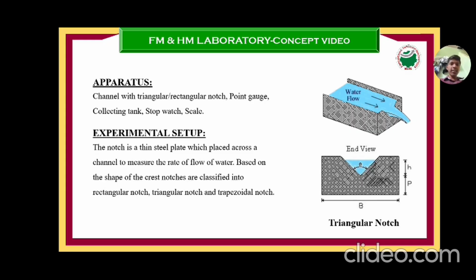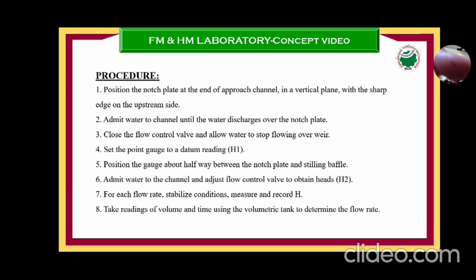Apparatus: channel with triangular and rectangular notch, point gauge, collecting tank, stopwatch, and scale. Experimental setup: the notch is a thin steel plate placed across a channel to measure the rate of flow of water based on the shape of the crest. Notches are classified into rectangular notch, triangular notch, and trapezoidal notch.